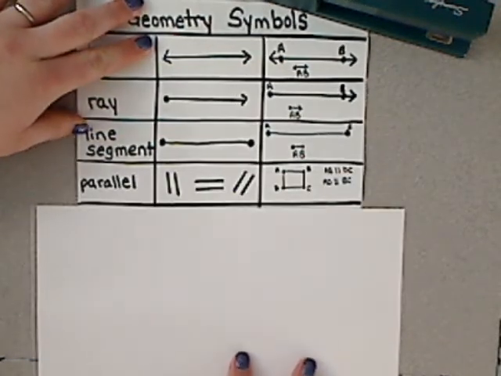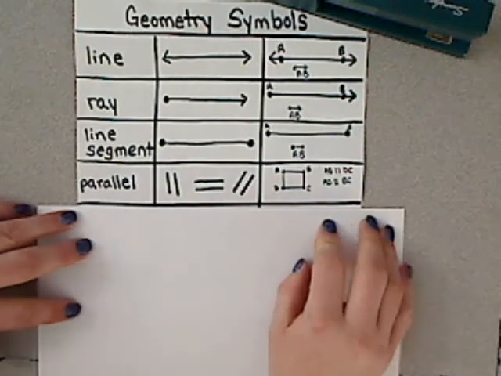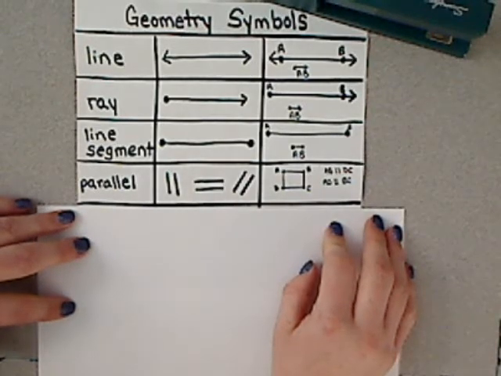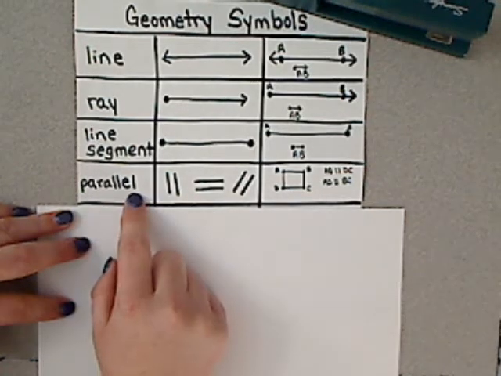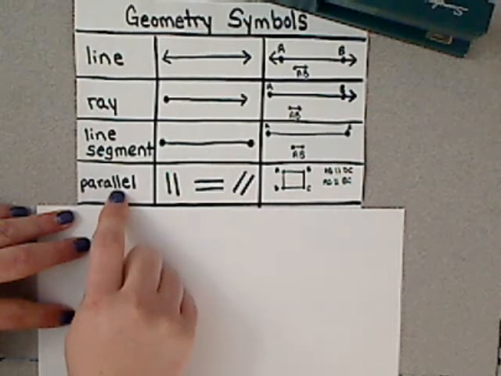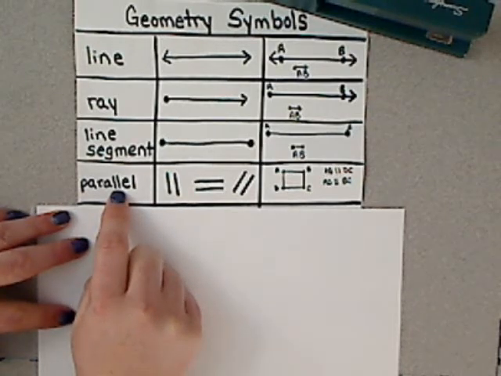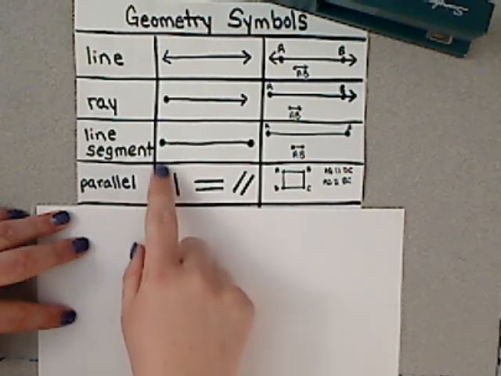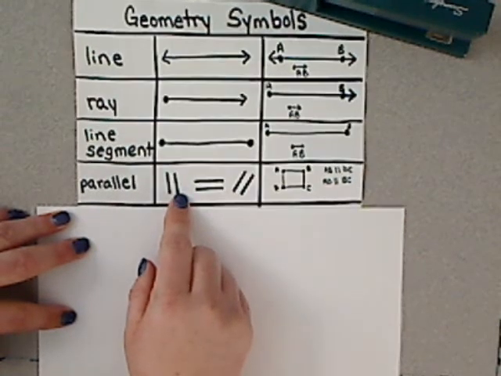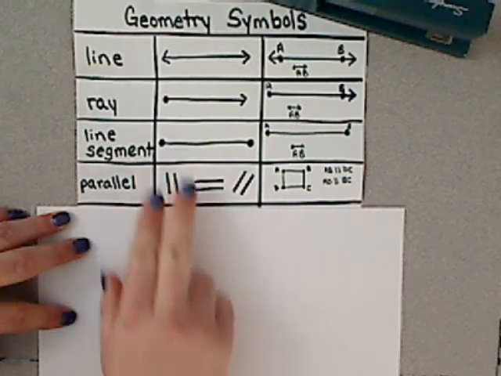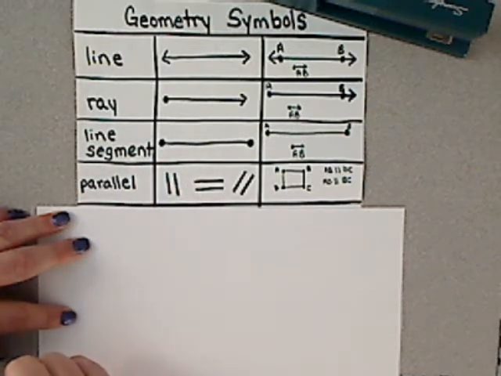Next, we have parallel. Now, this is a symbol and this is a concept that you are going to need to understand very, very clearly. Parallel lines, and I always like to remember what the definition is because there are two L's in the word parallel. Parallel lines are lines that continue and never touch.